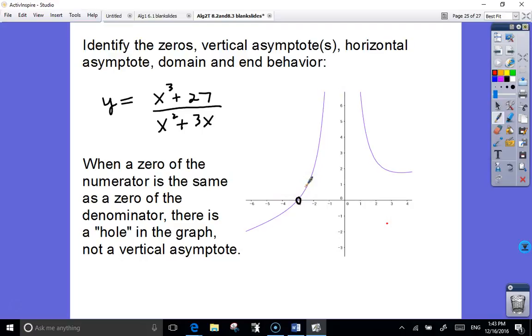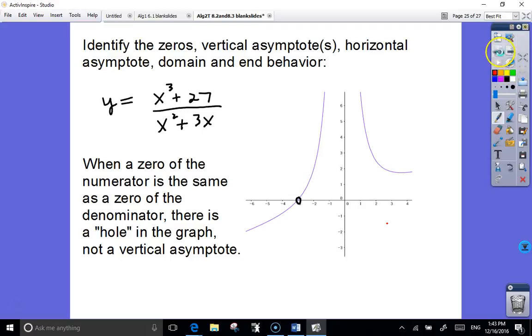Now, the truth is, there's a hole in the graph. Right at x equals negative 3, there's a gap. You can't see it. If you did it in the calculator, you wouldn't see it on the graph. But if you went to the table of values and went to negative 3, it would say error, because you can't divide with x equals negative 3. That's called a hole in the graph. It's not a vertical asymptote. It's called a hole in the graph.